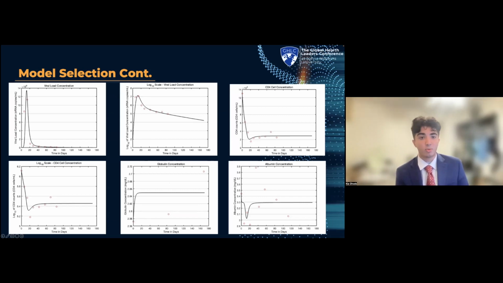Now, these figures represent model 1, the best model, fitted to the data set. The red points are the data points, and the black curve is model 1, which I'll show you in 1 second. This first graph is showing the viral load concentration of HIV with time. Because the HIV values are very large in your body, I made a second graph that had a log 10 scale for the y-axis. This third graph shows the target cells for HIV, the CD4 cells, over time. And once again, since they have a very large value, I used a log 10 scale again. And then here are the globulin and albumin proteins fitted to the model.